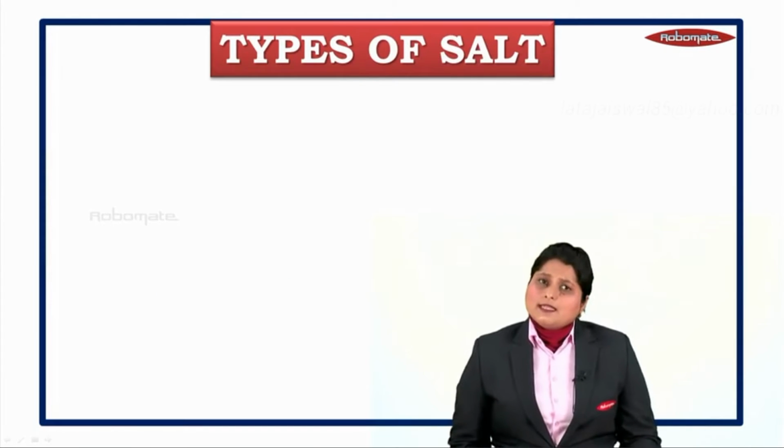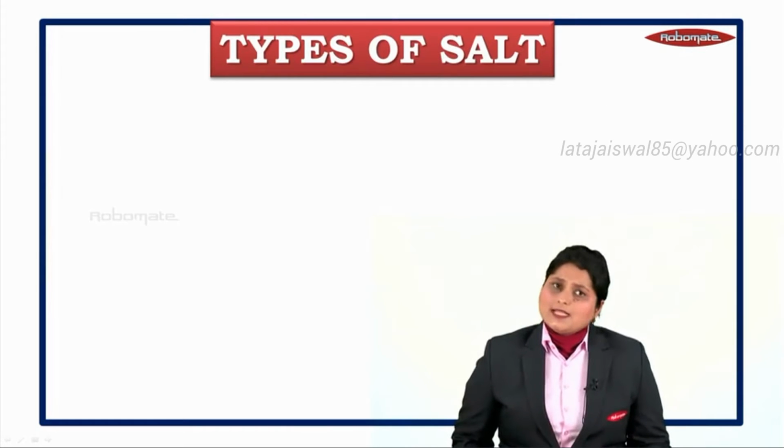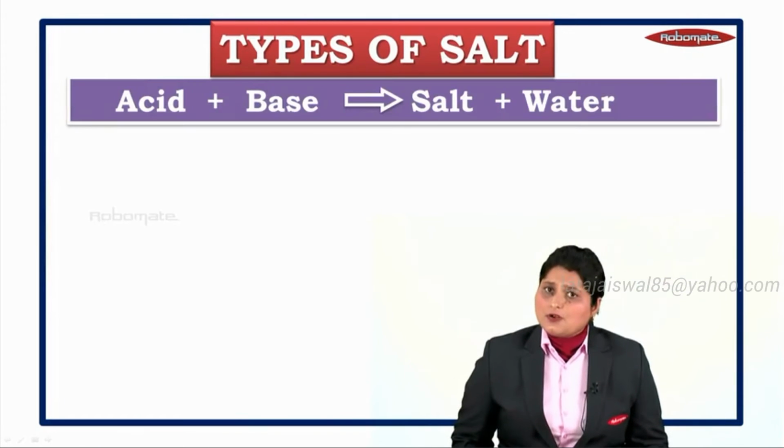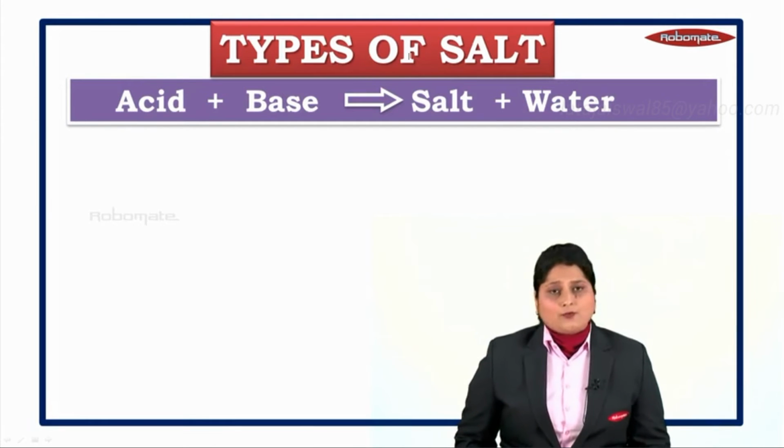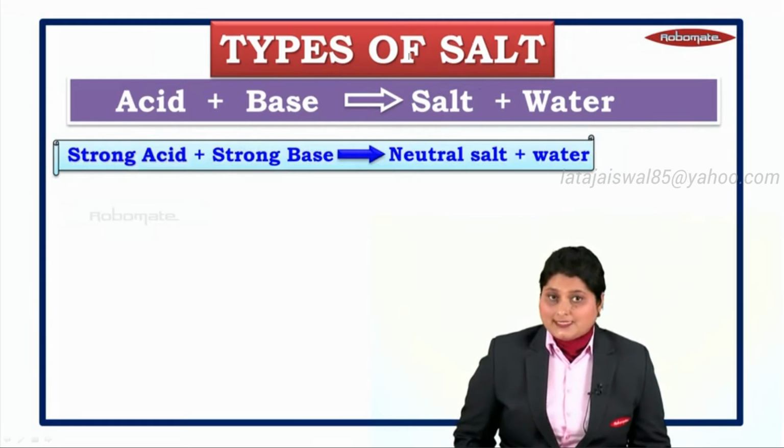We have already learned that there is a formation of salt in the neutralization reaction. So, let's learn what are the different types of salts. When acid reacts with base, it always gives salt and water. Now, there are many types of salts. The very first, let's understand.